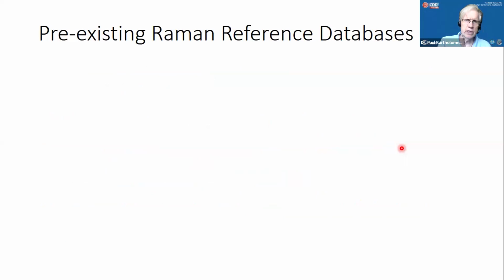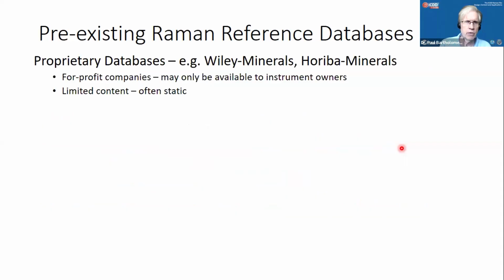A quick look at pre-existing Raman reference databases. I'm not going to list them all, but I've grouped them conceptually into a couple of groups. First, there's proprietary databases. They are offered by for-profit companies. Some of them are offered by the instrument makers, and they're only available to buyers of their instruments. In my experience, they have limited content and may not be increasing in their content.